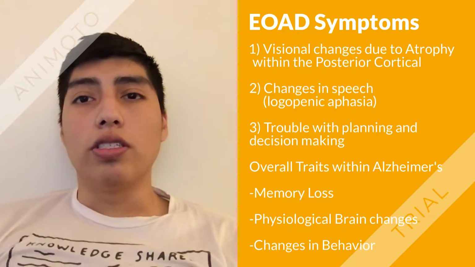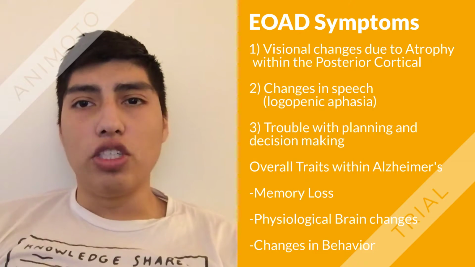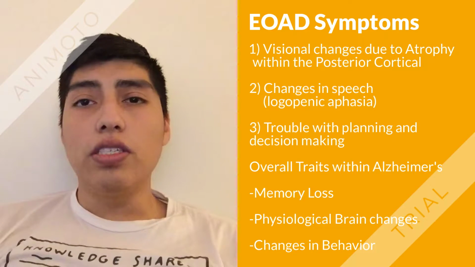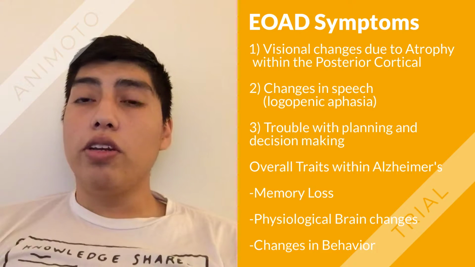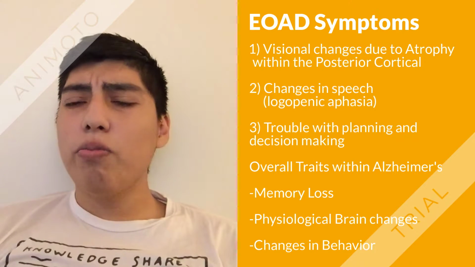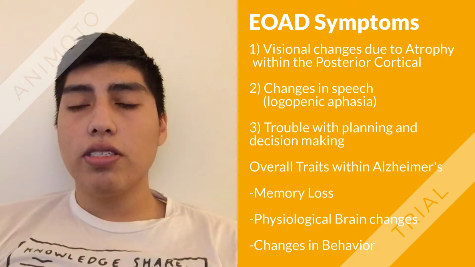Early onset Alzheimer's disease is one of the most prevalent forms of dementia. It specifically causes changes in memory, thinking, and behavior. But the difference between the symptoms in early onset and late onset is that there are more systematic physiological changes.